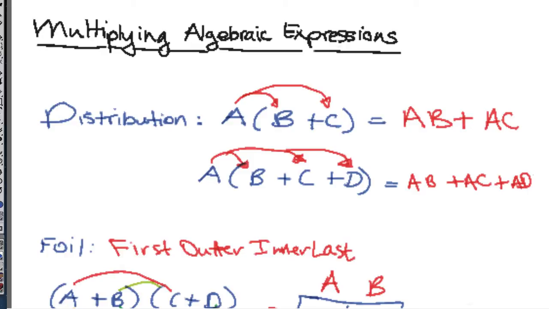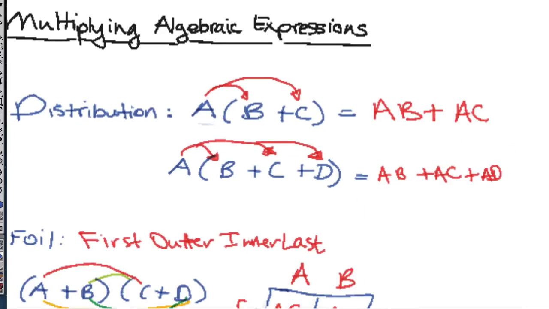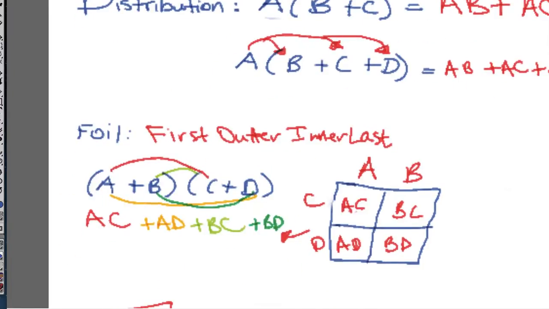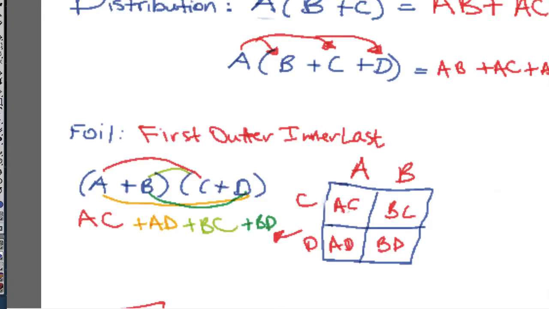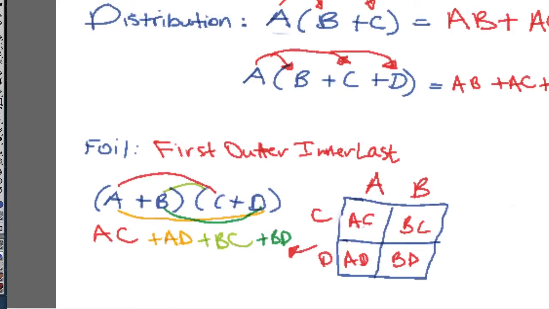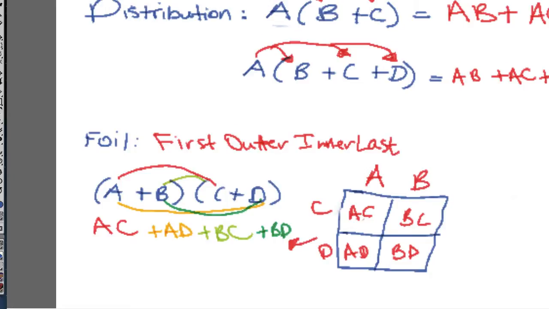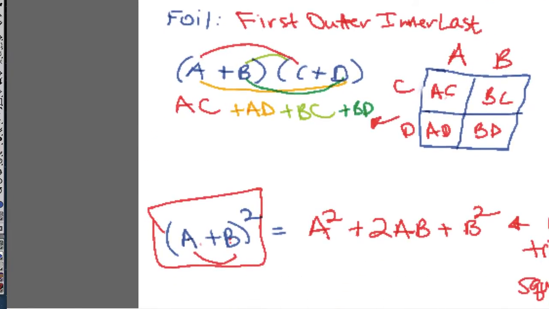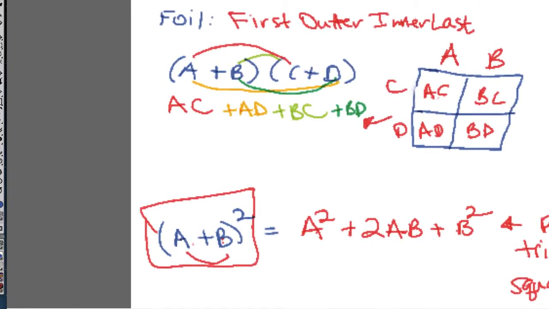Recap the properties real quick. If we are distributing something, we're taking each one of the terms inside the parentheses and multiplying it by the term outside the parentheses, whether it's 2 terms or 3 terms or 10 terms. And if you FOIL, it's first, outer, inner, last, or you can use that little Punnett square, the little table there. If you've got a perfect trinomial square, something squared like that, it's always a square of the first, square of the second, and twice the product.